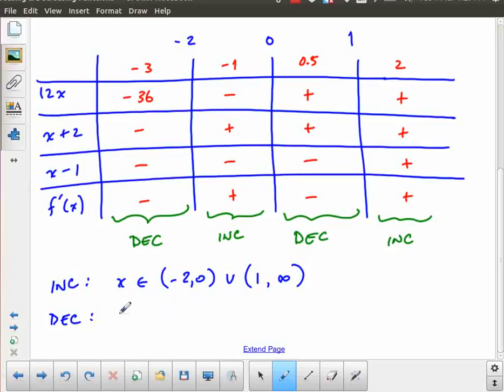My intervals of decrease, now you could also use set notation for this. So let me just go ahead and switch notations. This is x member of R such that, how am I going to say this interval of decrease? This part is going to be x less than -2, comma, and then the other part of this is going to be 0 less than x less than 1.